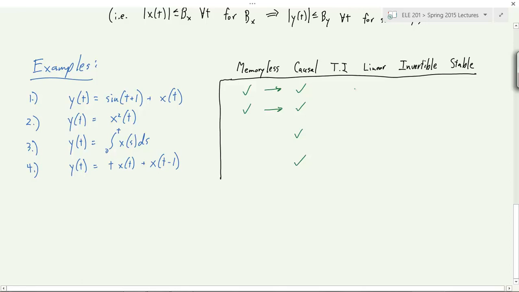Okay, time invariant. System 1, is it time invariant? Remember what that means. If you shift the input in time, do you get the output shifted in time? And, in fact, the answer is no for system 1. System 2, do I have any yeses?